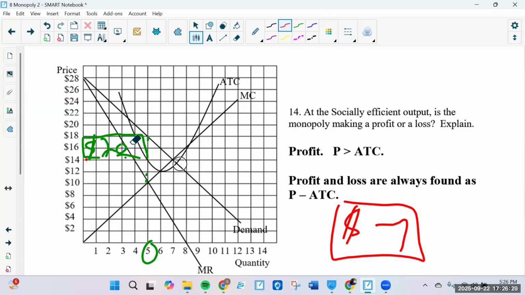So anyway, profit maximizer versus allocative efficient or socially optimal. Profit maximizing is 5 units. Socially optimal is 7 units.